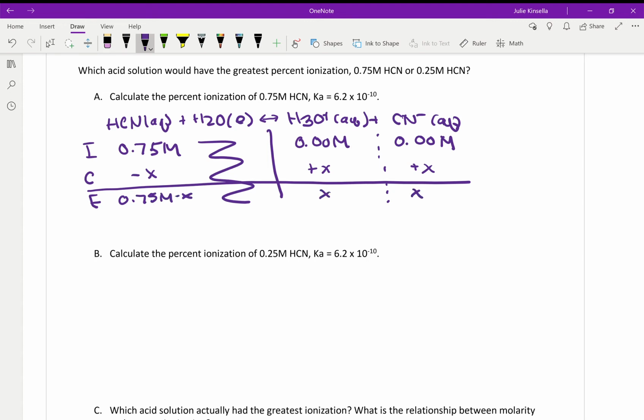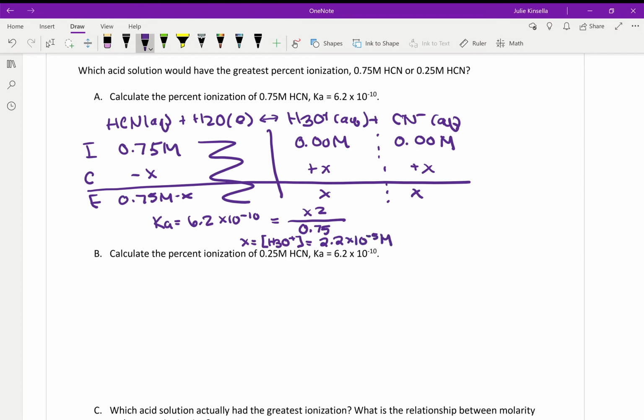Going ahead, I'm going to simplify this because of space. We use our Ka, which is equal to 6.2 times 10 to the negative 10, which is equal to x squared over, and we simplify this to 0.75. What we find is x, which remember is our concentration of hydronium, is equal to 2.2 times 10 to the negative 5.